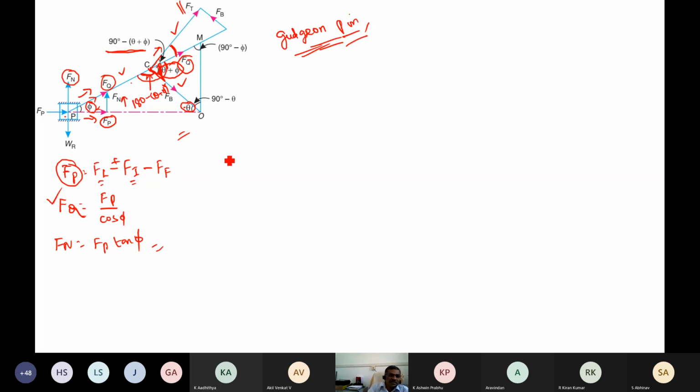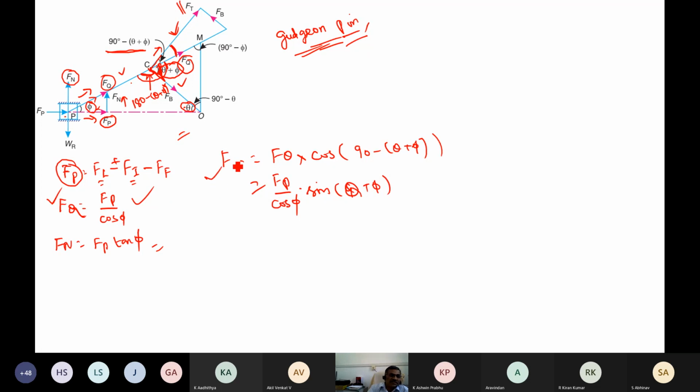Ft is equal to Fq into cos of (90 minus (theta plus phi)), right? What is Fq? Fq is equal to Fp divided by cos phi, right? What is cos of (90 minus (theta plus phi))? That is equal to sin of (theta plus phi). So this is the value of Ft.